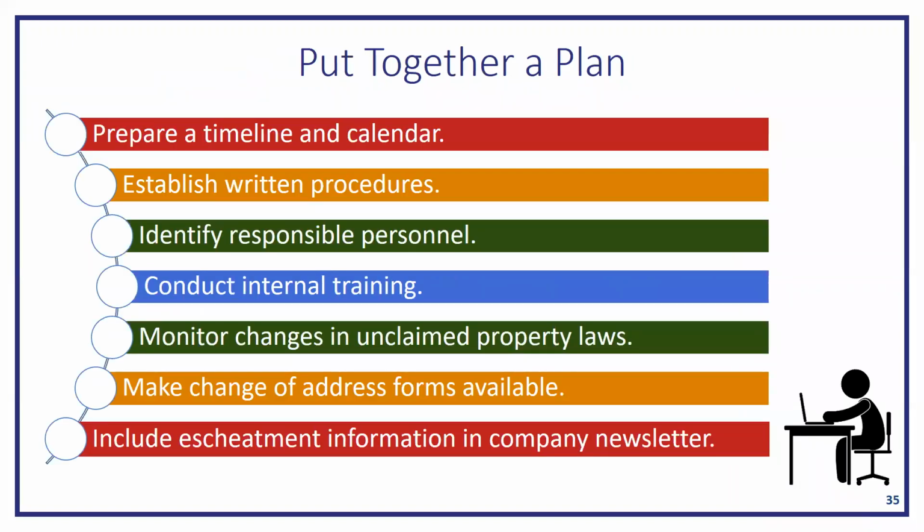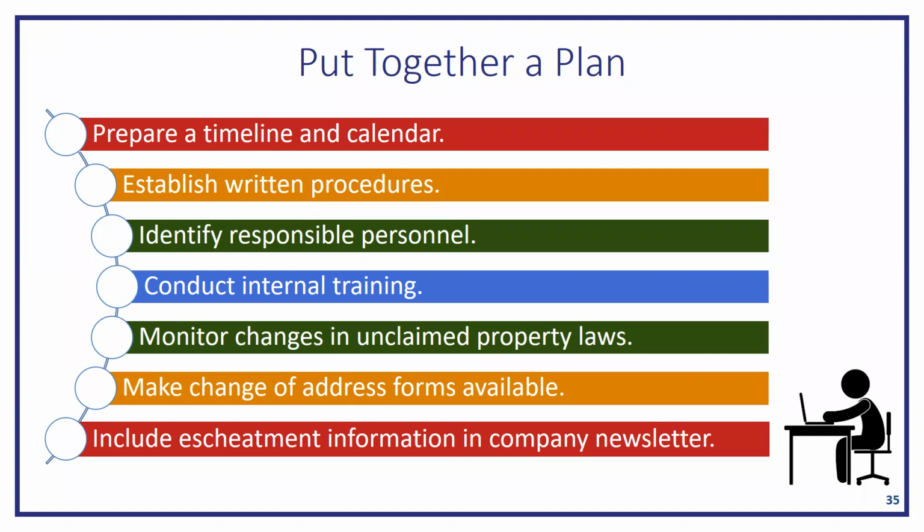Putting together a plan ahead of time can ensure accurate and timely reporting. The quickest and easiest thing businesses can do is create a timeline or calendar for reporting unclaimed property. You can also establish written procedures or even an unclaimed property manual for the office. Identify the staff responsible for reviewing records, preparing reports, and responding to owner inquiries, and ensure all are trained appropriately. Monitor changes to unclaimed property laws or reporting procedures.